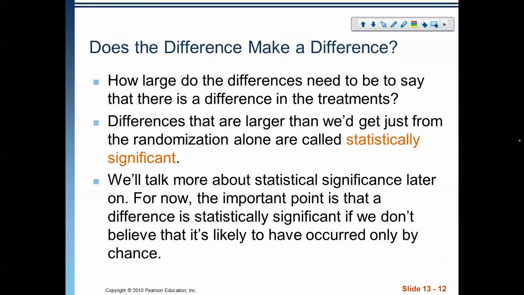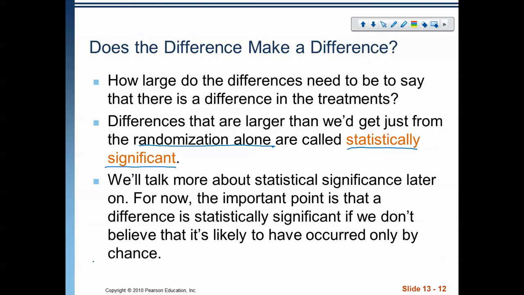The last thing before we look at an example is that last comparative step. How large do the differences need to be to say that there is a difference in the treatments? If things are one measurement apart, are they okay? Two measurements apart, okay? How do we know? So what we'll say for now is that differences that are larger than we get just from the randomization alone are called statistically significant results.